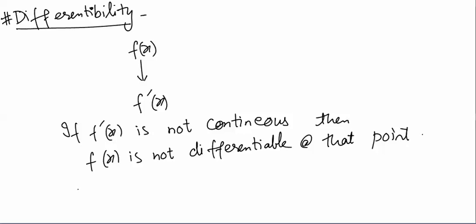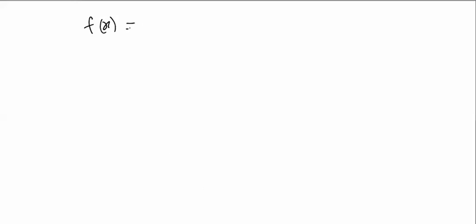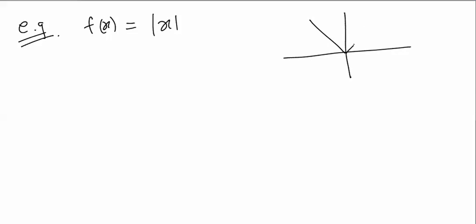The example we are going to take is, let us say, f x is equal to modulus of x. Let us take a fresh page for this. Let us say f x is equal to modulus of x. You have to check whether this is a continuous function or not. If you see the graph of this, what is the modulus x graph? Something like this. And you have to check this at x equal to 0.